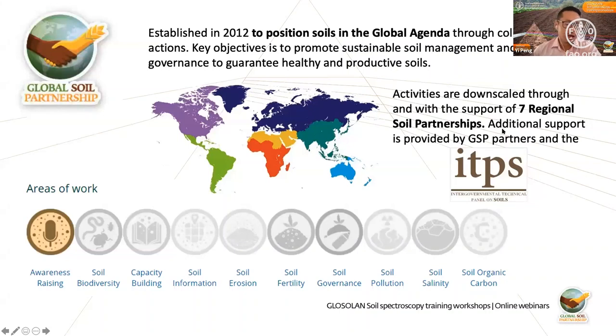We are global. All the webinars are organized under the framework of the Global Soil Partnership, normally called GSP. GSP was established in 2012 to position soils in a global agenda through collective actions. Our main objectives are to promote sustainable soil management and improve soil governance to guarantee healthy and productive soils. All our activities are downscaled through seven regional soil partnerships.